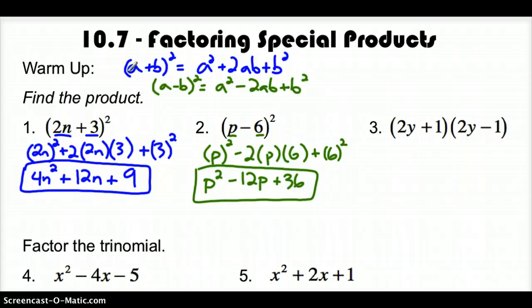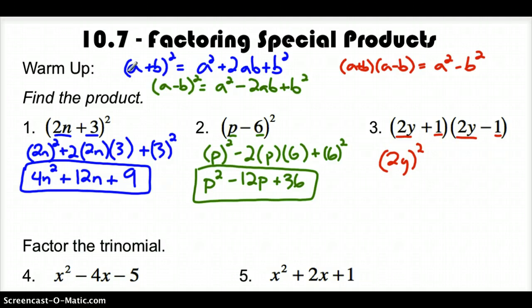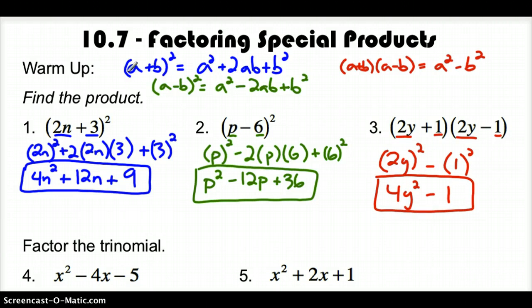Finally, the last one is the difference of two squares pattern, where we have (a + b) times (a - b). If we FOIL this out, it ends up being a squared minus b squared. In other words, the O and the I of FOIL drop out. So our first times first is a squared, and minus b squared is 1. So we fill it out like this: (2y) squared minus 1 squared, which gives us 4y squared minus 1, and that is our final product. Okay, so that's a little review of those special products.